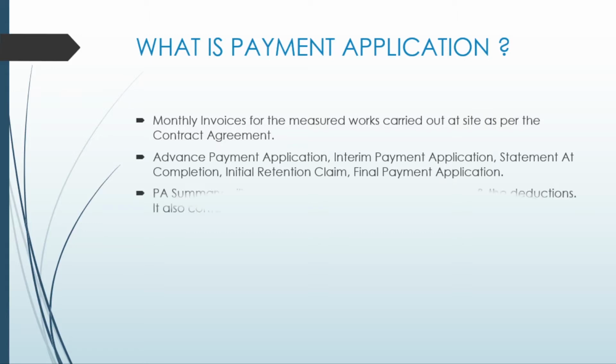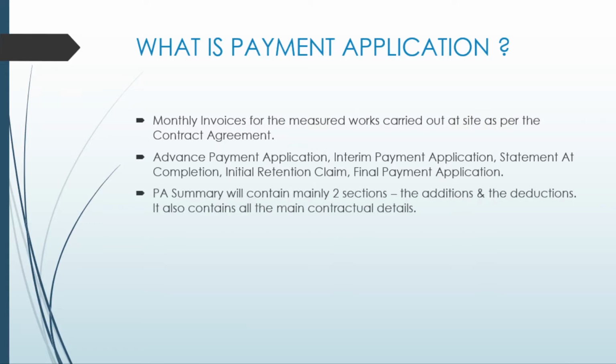A payment application summary has mainly two sections, additions and deductions. From the name it is clear what each section is used for, and you will understand it more clearly in the example which follows. These two sections are further divided into three columns, which are the previously certified amount, the current month amount, and the cumulative amount. In the example, you will get a clearer idea.